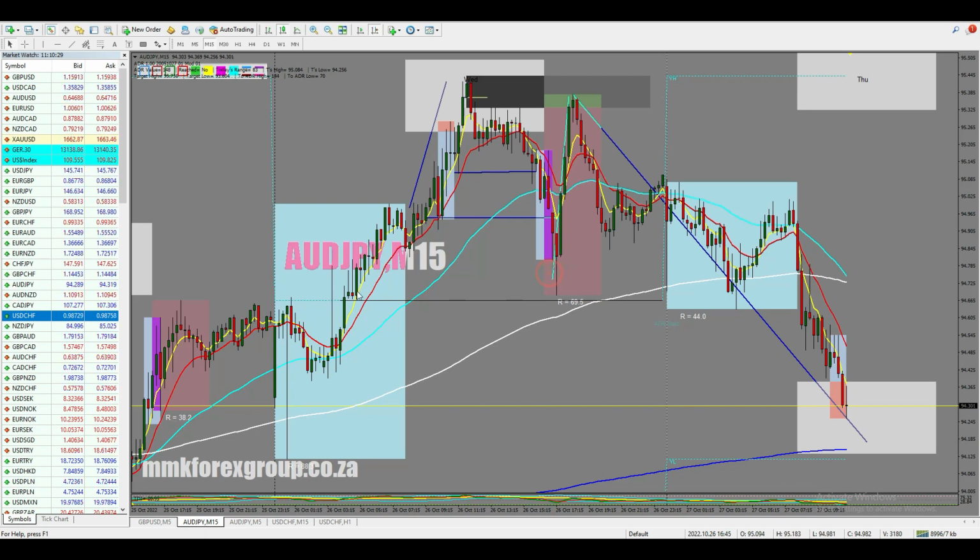You also need to understand your timing. Remember, these are elements that we need to put together for us to increase our probability and have more confluence. So that's very, very important.